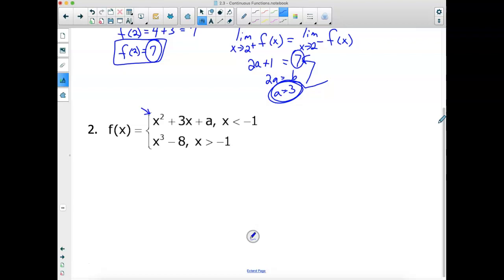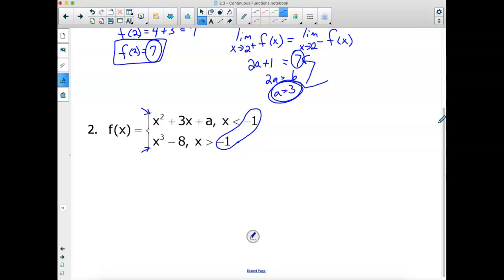They're continuous everywhere throughout their domain. This is a cubic. Those can wiggle and squiggle. x cubed minus 8, that's just a polynomial. They're continuous everywhere. The only place they may not be continuous is right here at -1.